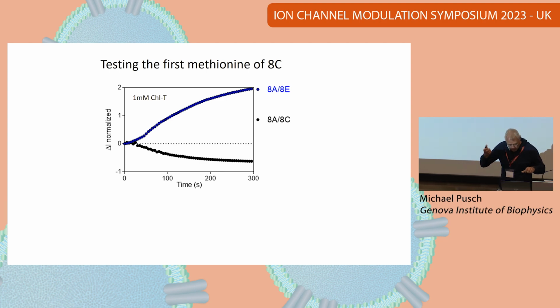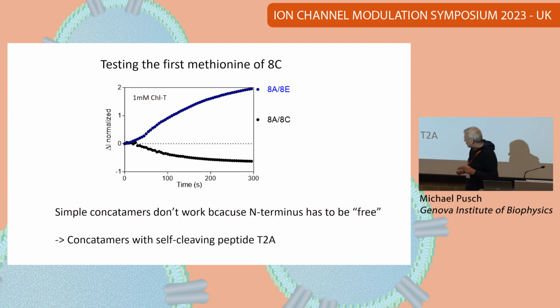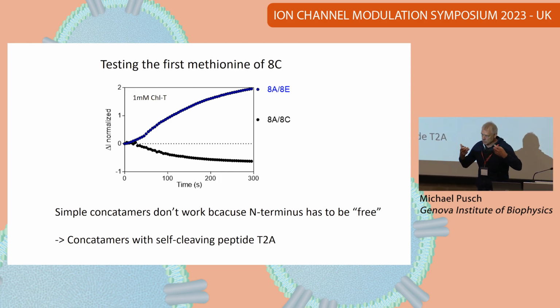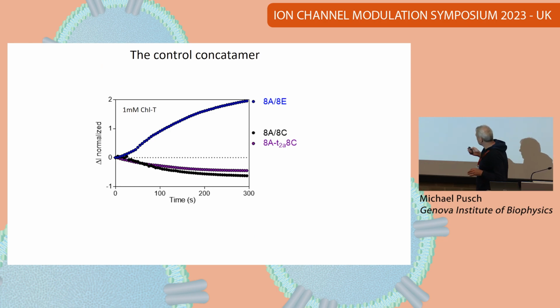So we actually had Paolo, who is here, he had the idea: do the concatemer, but separate the two subunits with a self-cleaving peptide, T2A. In that case, you have only one protein initially, but at the translation step, the peptide is cleaved, and you free the N-terminus of the 8C subunit. And so we did this, and first of all, we did the control concatemer. We made a concatemer of 8A and 8C separated by the self-cleaving peptide, and this is inhibited by chloramine T, as is the wild-type 8A, 8C. So this works, at least in the control.